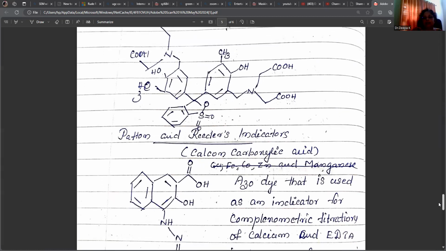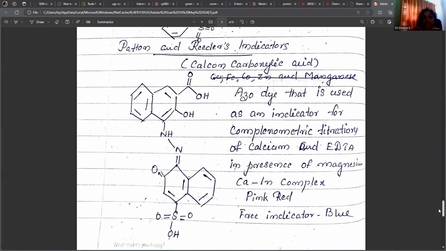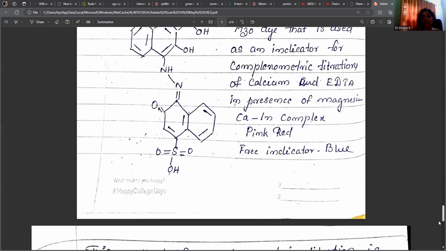And then Patton and Reeder's indicator. This is calcon carboxylic acid, which is called Patton and Reeder's indicator. And the structure of the indicator is like this, as seen here. It is an azo dye that is used as an indicator for complexometric titrations of calcium with EDTA in presence of magnesium. It is specially used for the titration of calcium in presence of magnesium, and the calcium indicator complex has a pink red color, and the free indicator is blue in color.